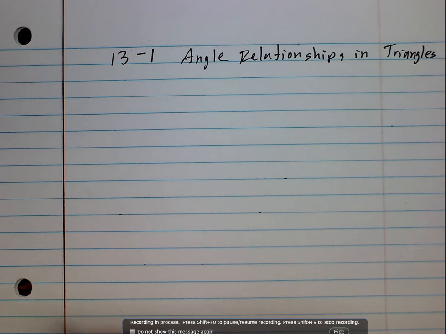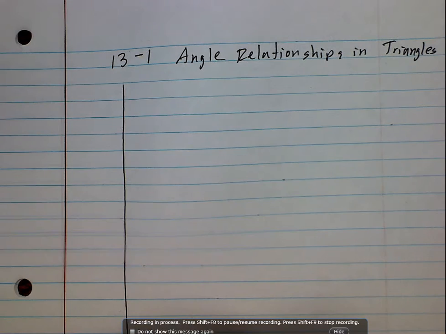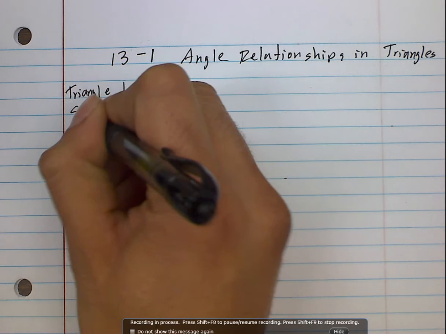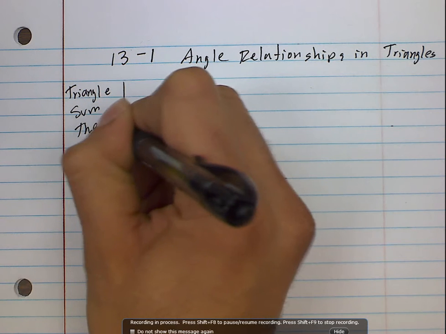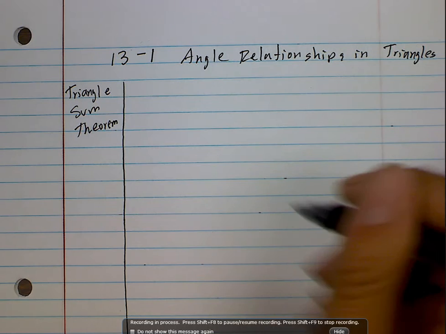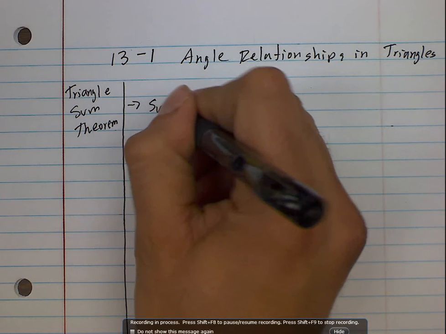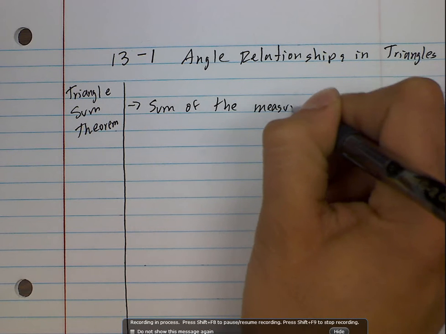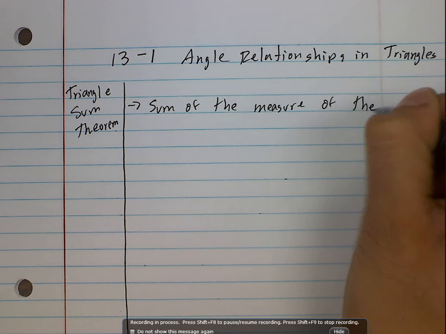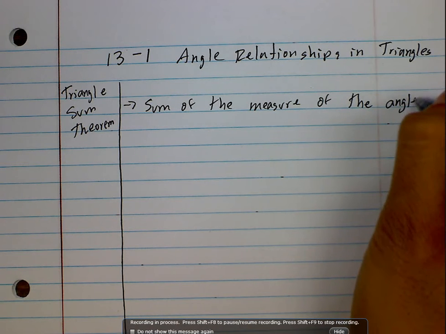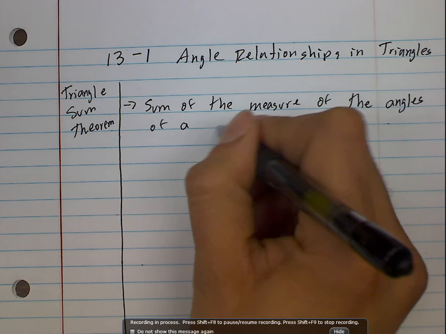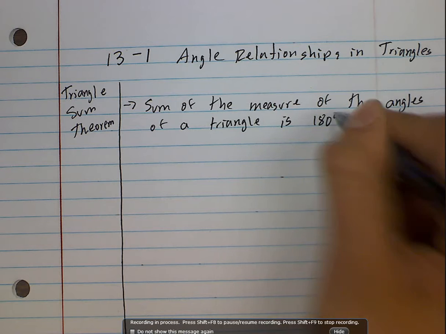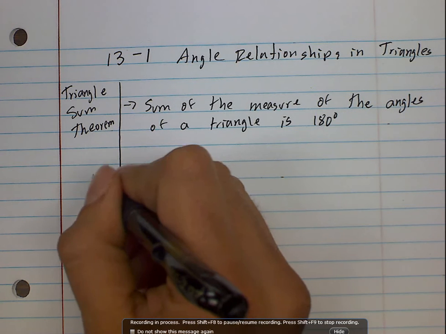So the first thing that you need to know is the triangle sum theorem. We have already discussed that when we did proofs. So this one says that the sum of the measure of the angles of a triangle is 180 degrees.